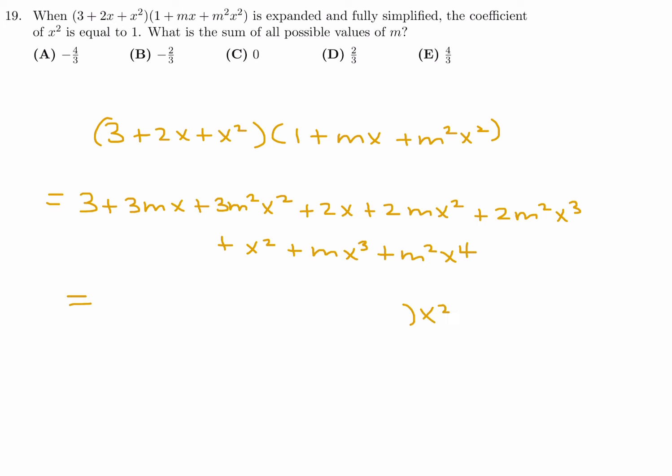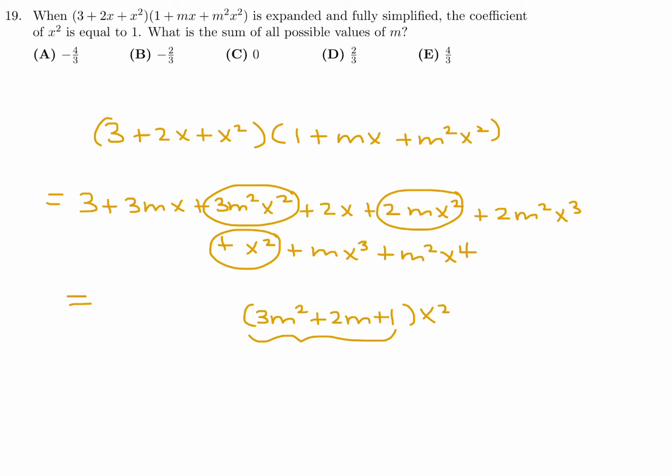Let's see here. What is the coefficient in front of x squared? From here, I get a 3m squared. From here, I get a 2m. And any others? Yeah, from here, I just get a 1. That's the only thing I need to worry about. And they're telling me that coefficient is equal to 1. So 3m squared plus 2m plus 1 is equal to 1.